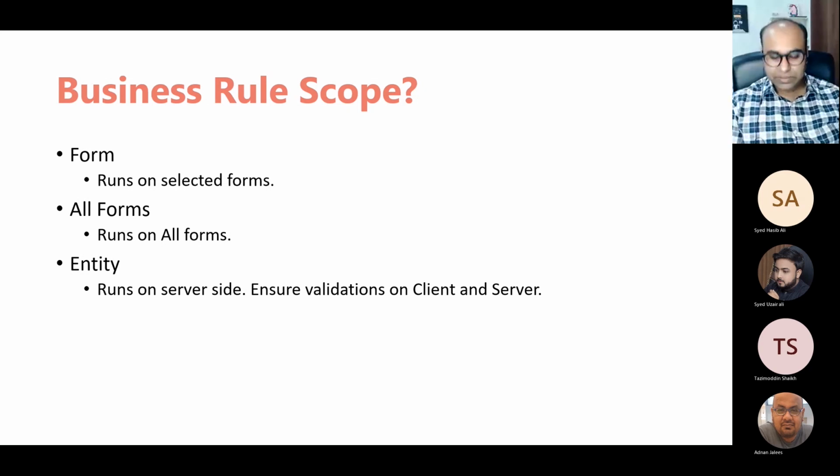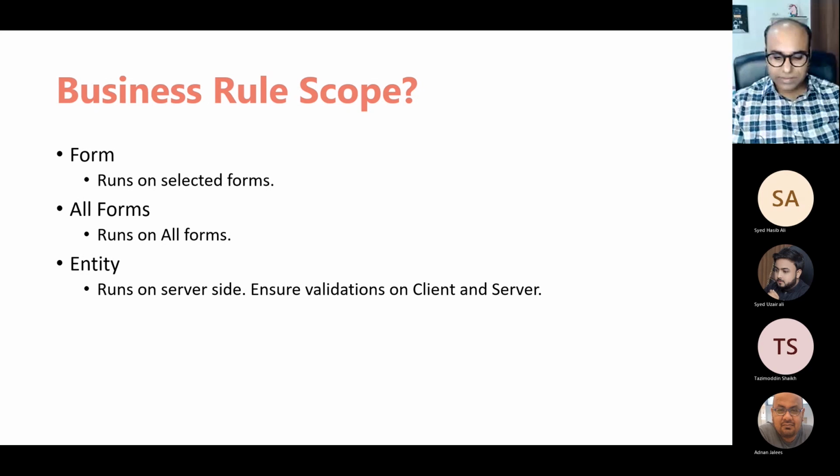That means run this rule on a particular form. If we want to run it on all forms, we can select the all forms option. So let's say if we have 10 forms, it will run on all forms instead of manually selecting all, right? Another level is called entity. The entity means your rule will run on the server side. All other options, the form or all forms or the multiple form option, always run on the client side.